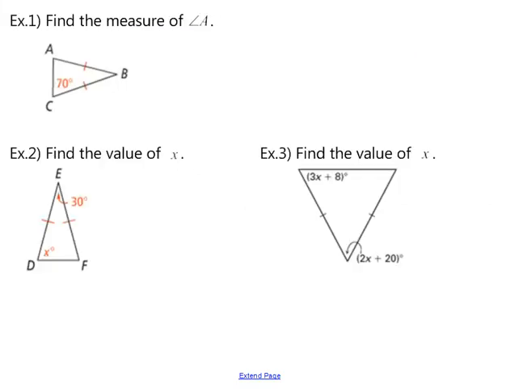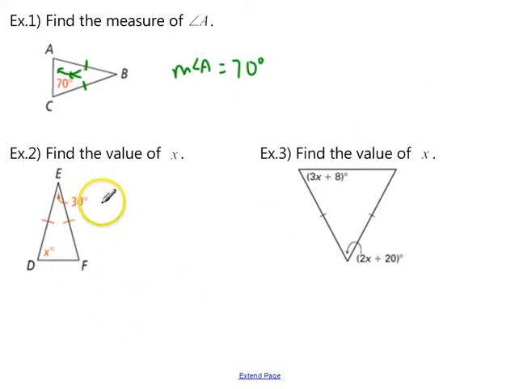So let's do a little bit of practice here. In this first one, we need to find the measure of angle A. Now, if you look carefully, these are the two congruent sides, so we want the angles opposite from them. This one measures 70, and we're looking for angle A, which means that the measure of angle A is congruent to the other given angle, so it's going to be 70 degrees.